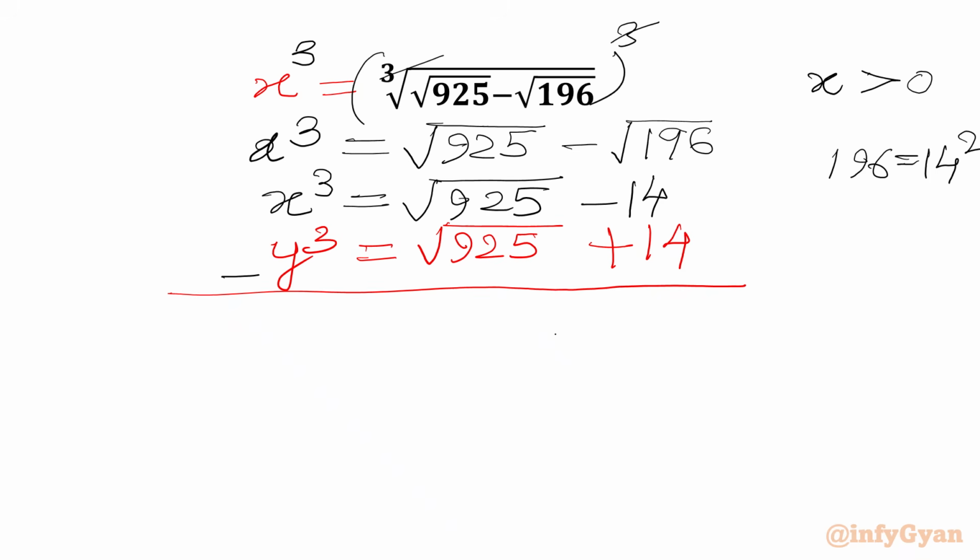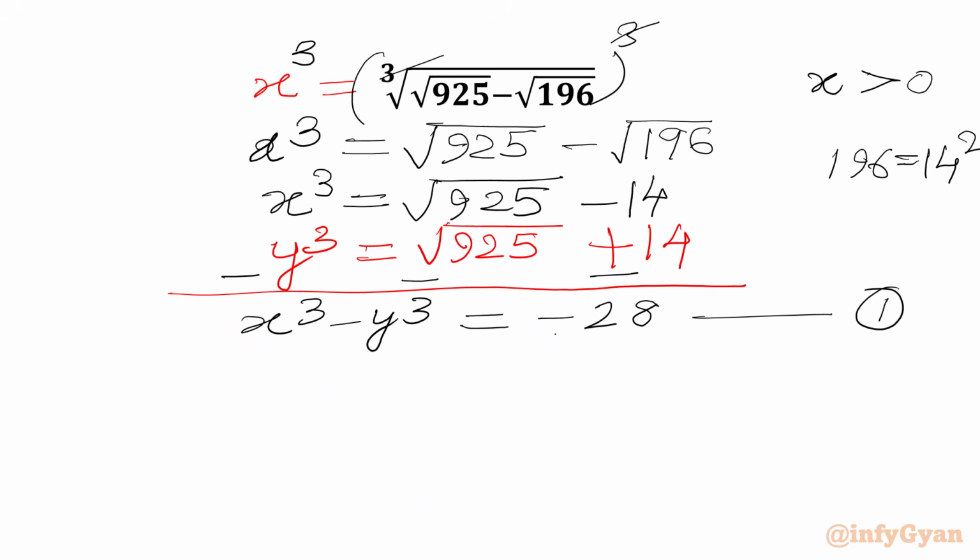Now we are going to subtract second equation from first one. So we need to change the sign. X cube minus y cube will be in the left hand side. In right hand side, minus 14 minus 14, minus 28. And this would be equation 1.